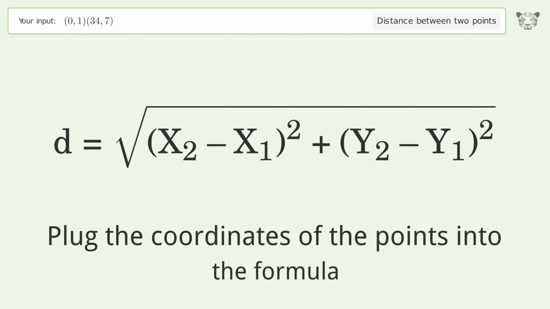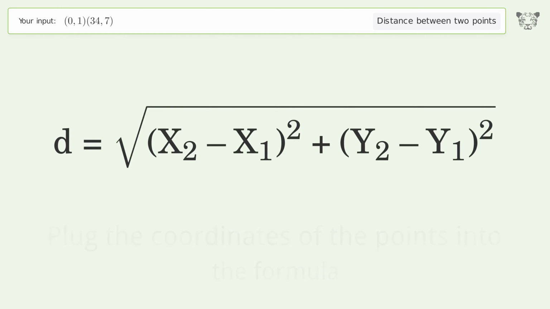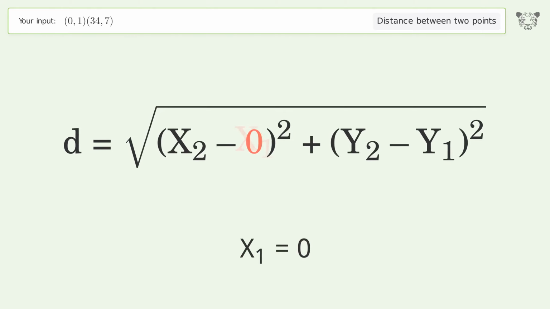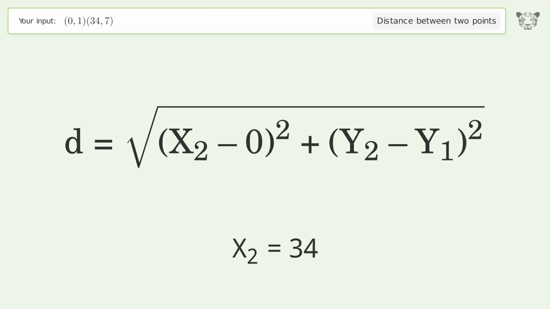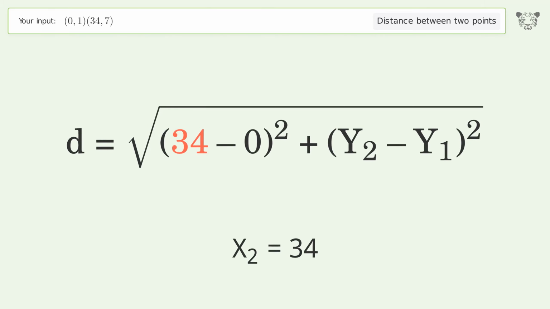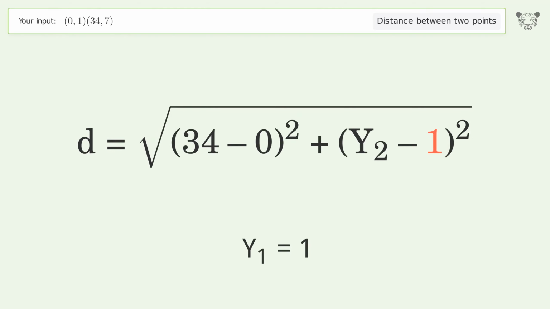Plug the coordinates of the points into the formula. x1 equals 0. x2 equals 34. y1 equals 1. y2 equals 7.